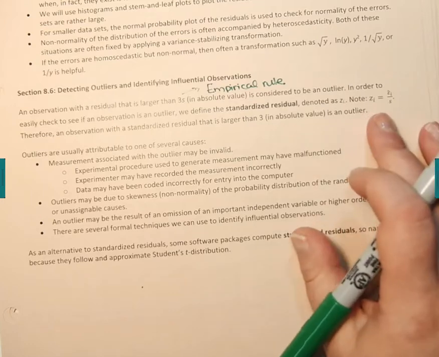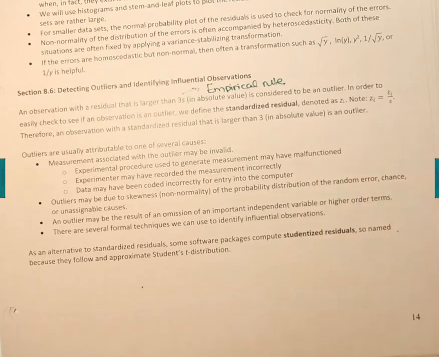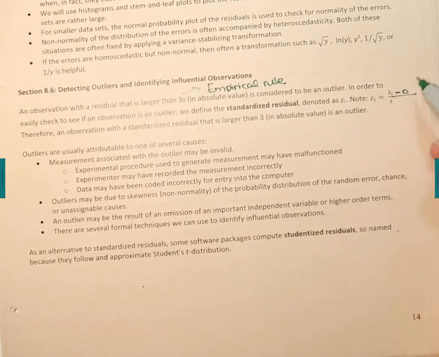So notice here when we calculate the standardized residual, one of the things that we know is that the expected value of our error terms is 0. So really what we're doing here is we're taking our residual, subtracting off the mean of the errors, and dividing by the standard deviation. So this really is the value minus the mean divided by the standard deviation. So that does come from a standard normal distribution.